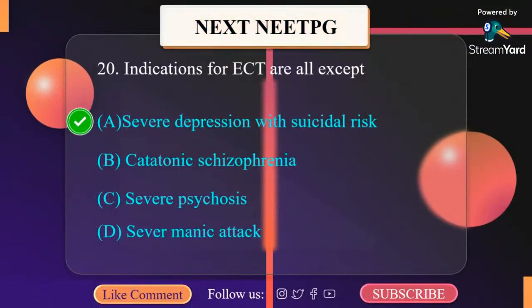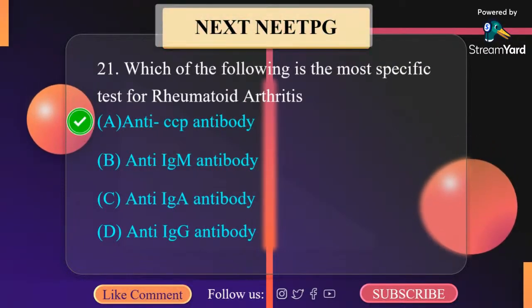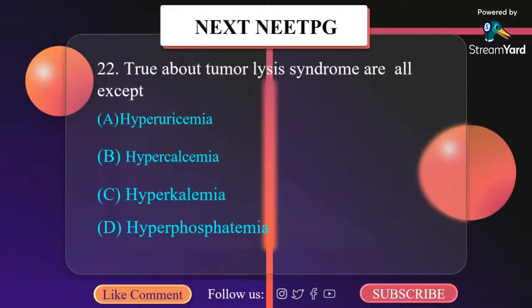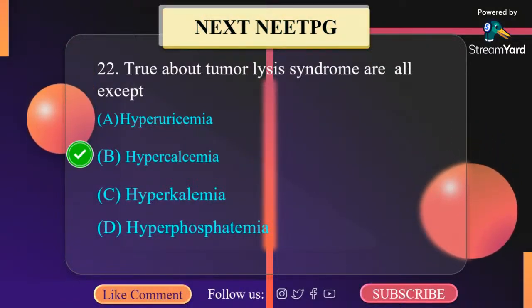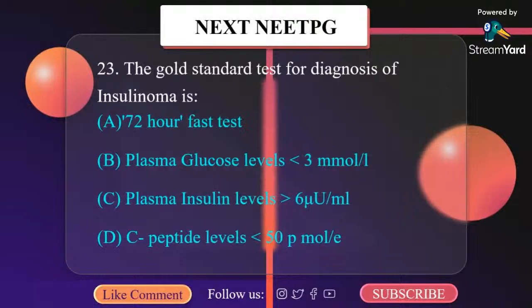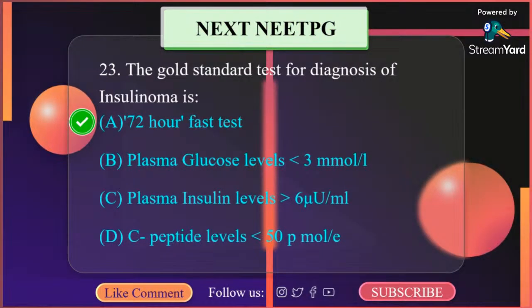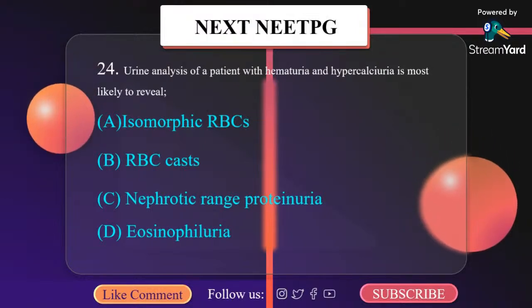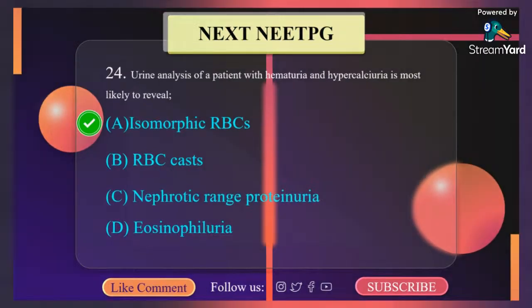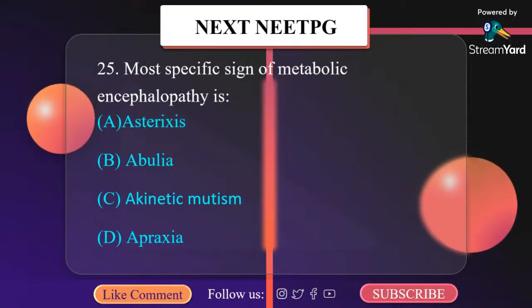Indications for ECT. Most specific test for rheumatoid arthritis is anti-CCP antibody. True about tumor lysis syndrome except hypercalcemia. The gold standard for diagnosis of insulinoma is 72-hour fast test. Most specific sign of metabolic encephalopathy is asterixis.